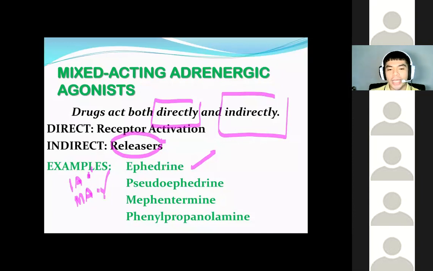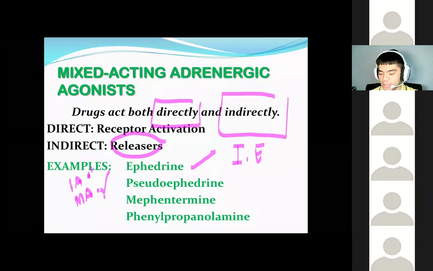Or for example, a Morse type question: which of the following are members of indirect acting? And Roman numeral 1 is ephedrine. Will you include it? Yes, you include it, because it has indirect action. Don't forget that. Examples are ephedrine, pseudoephedrine, and aside from pseudoephedrine, we have mephentermine and phenylpropanolamine.